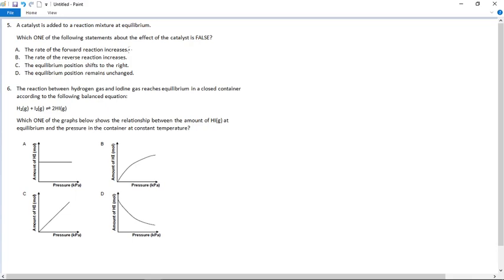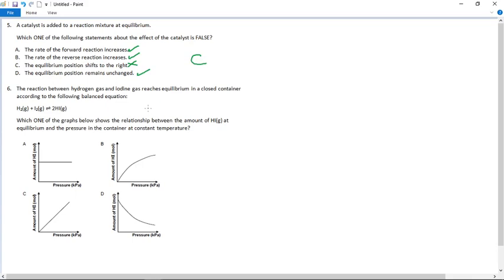The rate of the forward reaction increases. That's true. The rate of the reverse reaction increases. The equilibrium position shifts to the right. No, the only way we can shift the equilibrium position is if one reaction is favored over the other, and the catalyst does not do that. So the equilibrium position remains unchanged. So the one that is false is C.